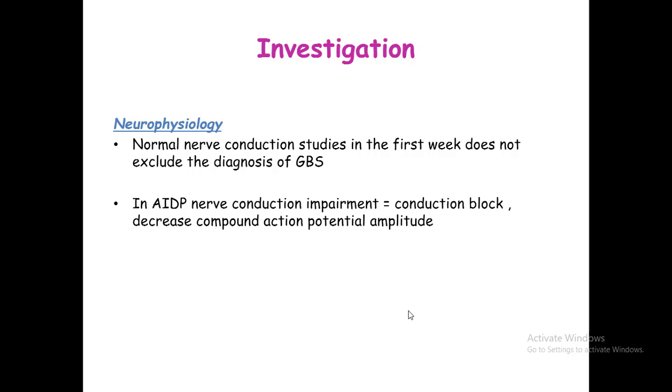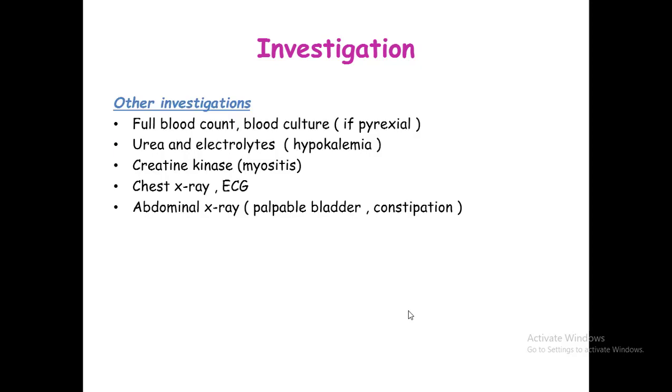Neurophysiology can be normal again in the first week. Later, in the demyelinating type, it shows conduction block and decreased compound action potential amplitude. Other investigations should be checked if we are not sure. The most important is, as we said, the clinical feature, or the two important clinical criteria. Additional supportive tests are the electrophysiologic study and the CSF. These are additional investigations that might be done, especially if there are some suspicions.